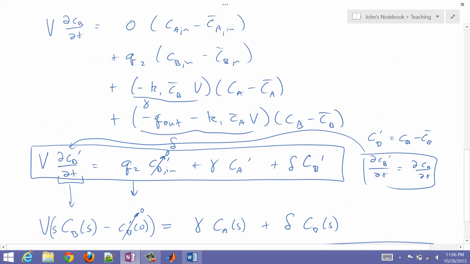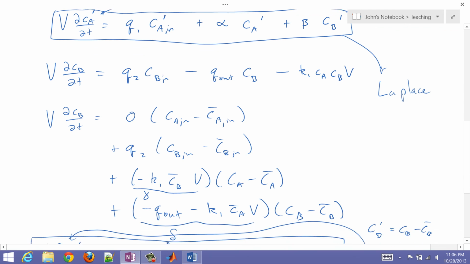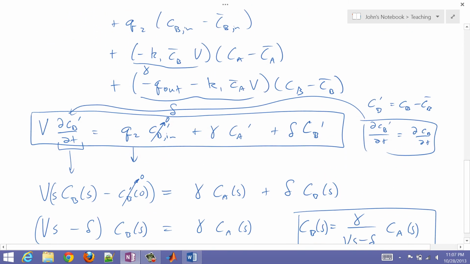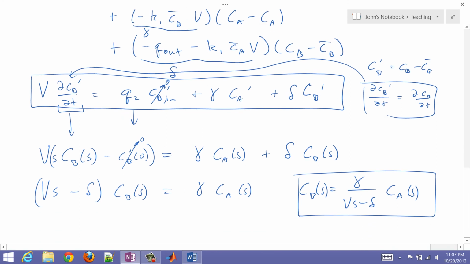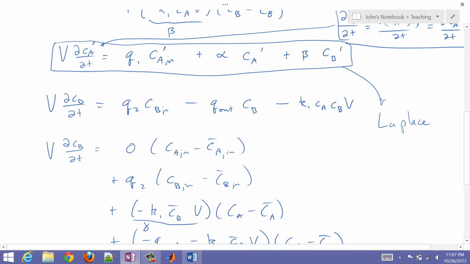I'm going to do the same thing with bringing this expression into the Laplace domain, and then we'll combine the two expressions and see if we can get an overall expression for how CA is going to change with an input change in CAI. CB in is not going to change, but CA in is going to change. So let's take this one down below.